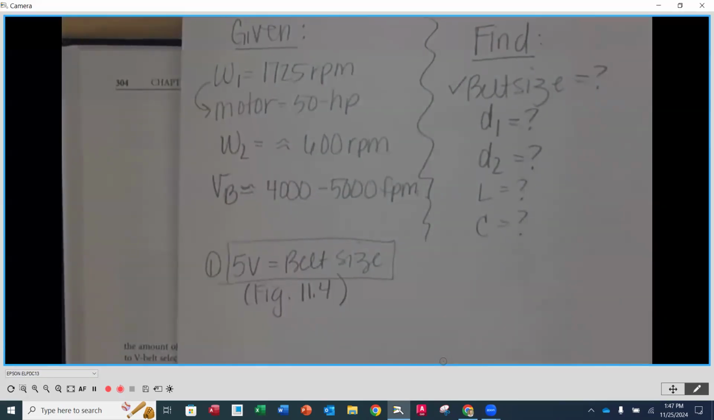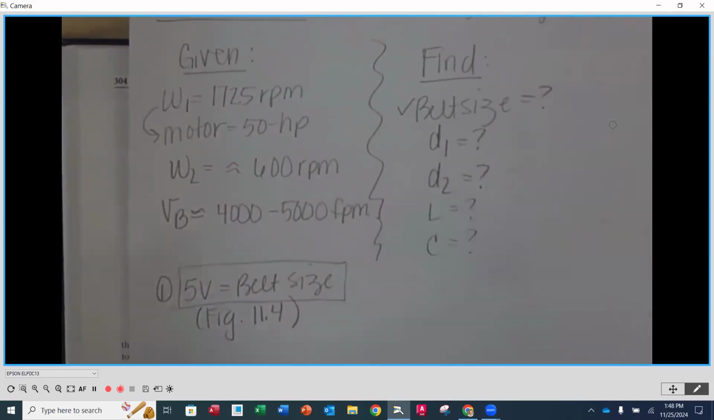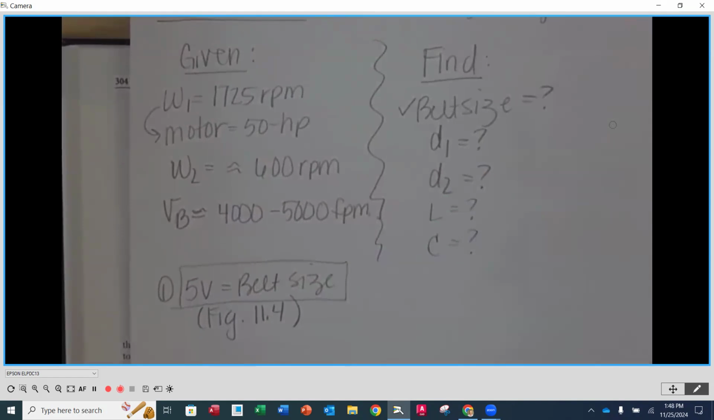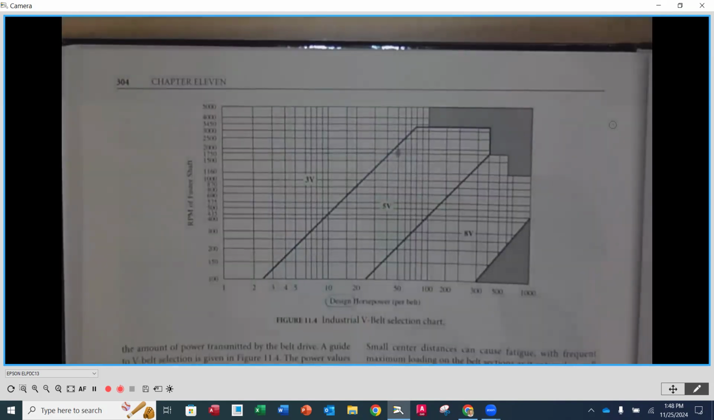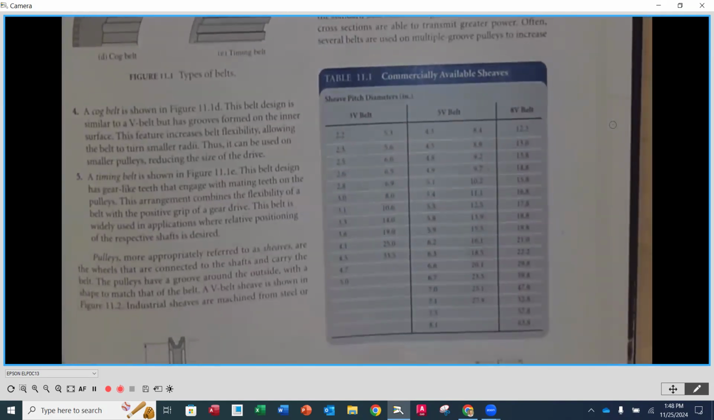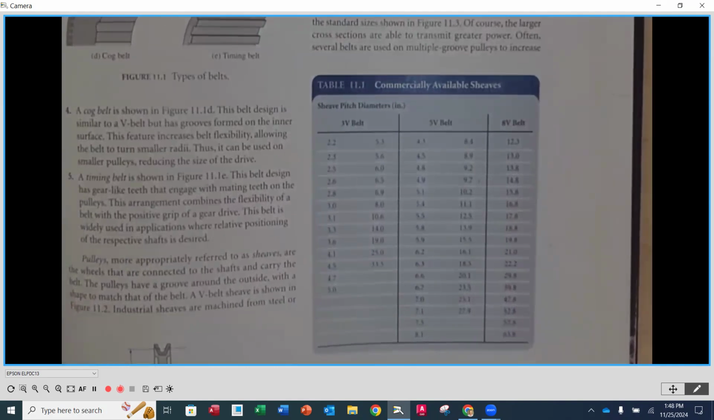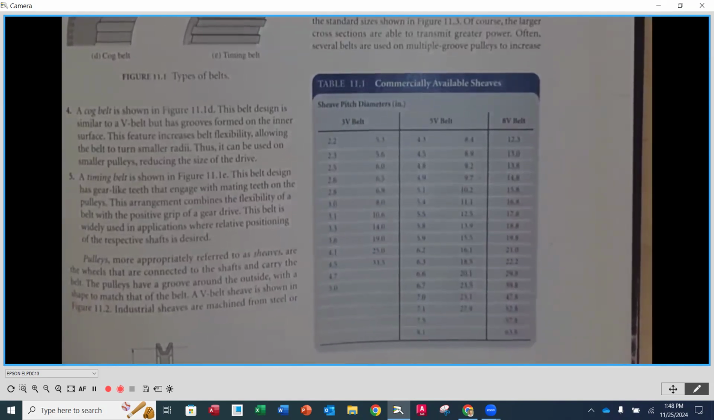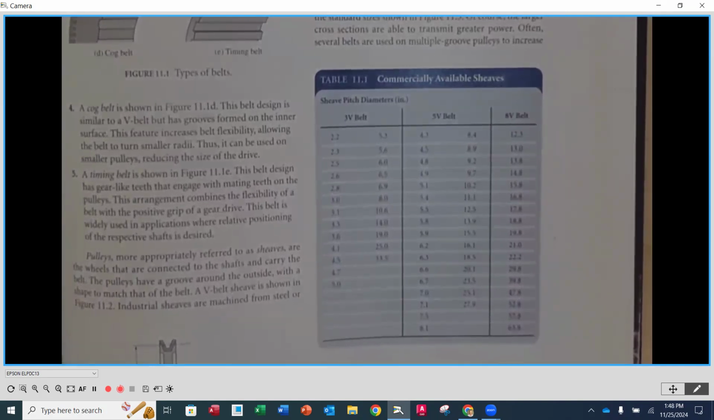Now, we need to know that because now we can start picking what our appropriate diameters would be for our sizes. So if we look where 5V is, and we go back to table 11.1, 5V has all of these commercially available diameters for us. Now, what we do need to do is determine where we need to start there.